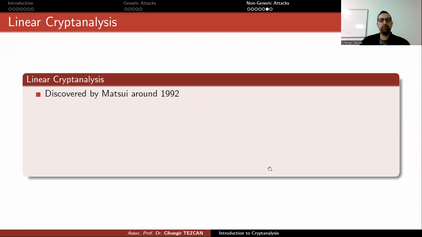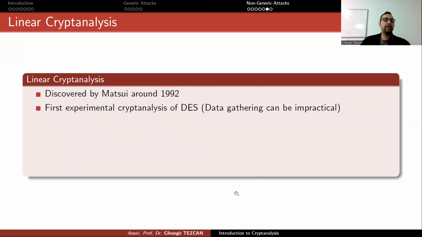So it was discovered by Matsui around 1992. This is the first experimental cryptanalysis of DES. He chooses a secret key, encrypts many plaintexts with that secret key, and obtains the ciphertexts. Then he somehow forgets the secret key, but he has many plaintexts and ciphertexts. Just by looking at the relation between them, he recaptures the secret key.